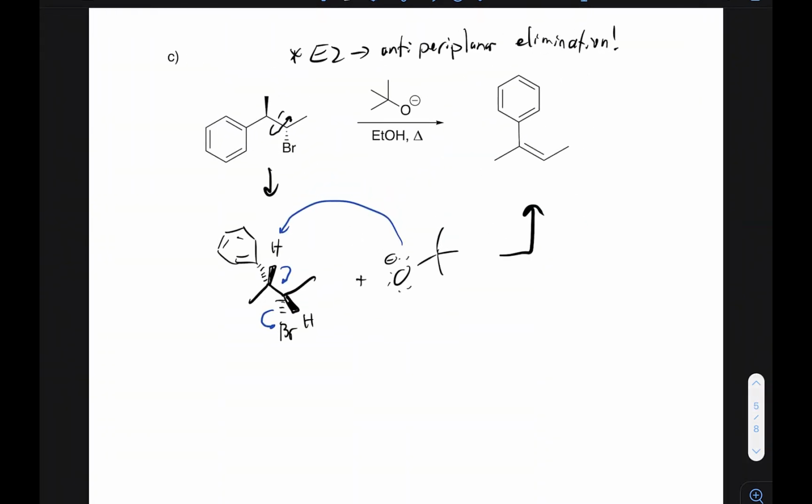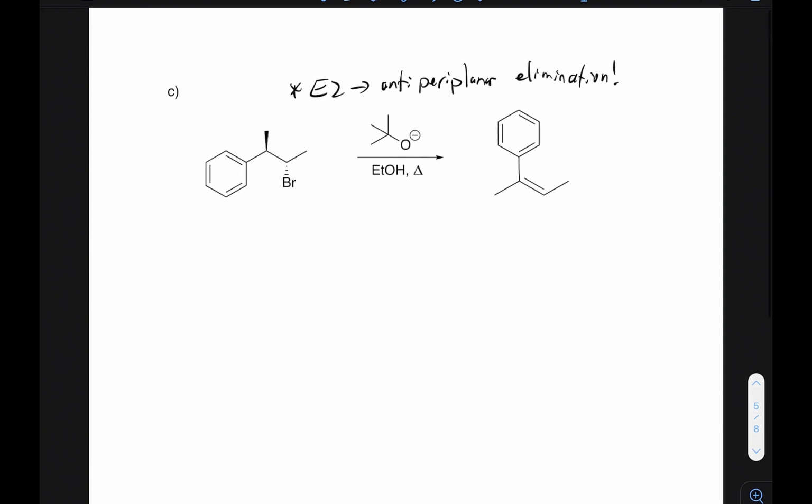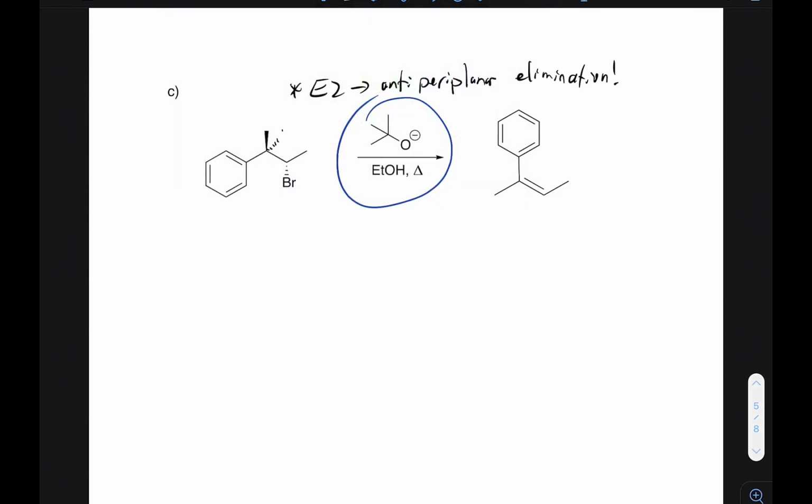And for our final reaction here, we once again have these E2 conditions, right? We have a strong base. It's bulky in this case, but it's still our strong base, polar protic solvent and heat. We have an E2 reaction. And with E2 reactions, we know we need to have the hydrogen and leaving group antiperiplanar, right? Like we discussed in the E2 reactions a few questions ago.